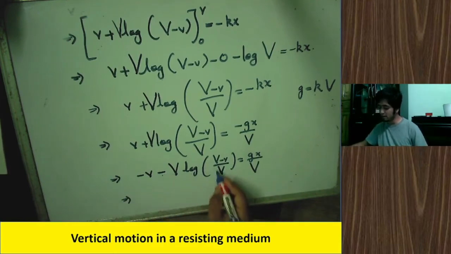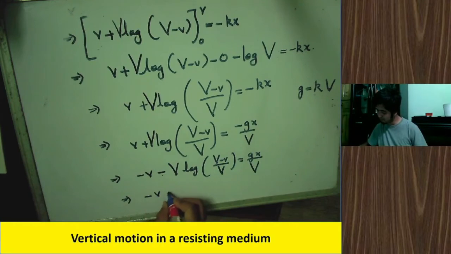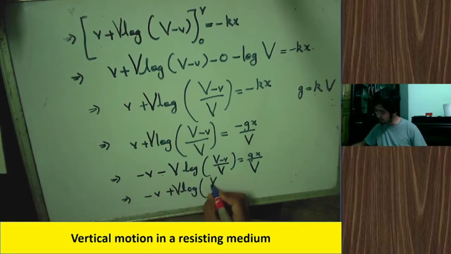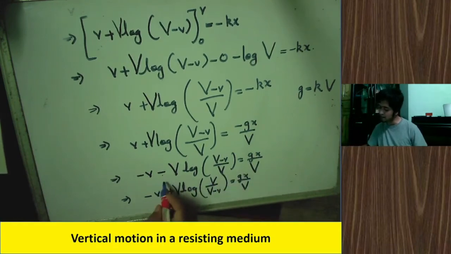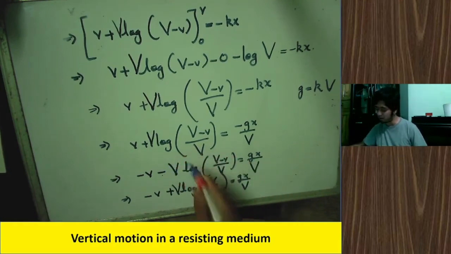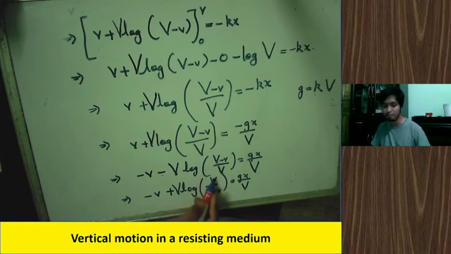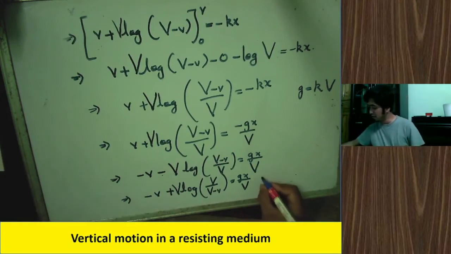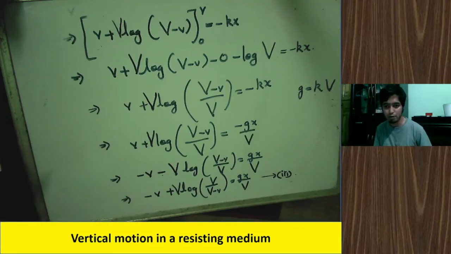So this minus, just interchange the log, and we will have something like this. Reciprocate the log and then remove this minus sign; you will have plus, but you will have to reciprocate the terms inside the logarithm. So this is required expression number 3. It looks like we are done, but we are left with one more thing: can the terminal velocity be reached?